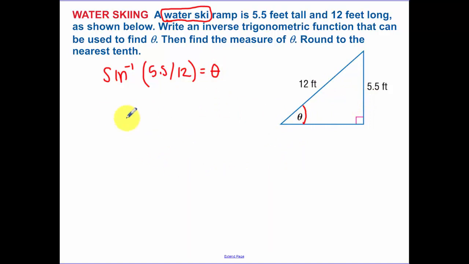Then find the measure of theta. This is just plugging in your calculator. I get theta to be 27.3. Okay. All right. So that is our inverse trig lesson.